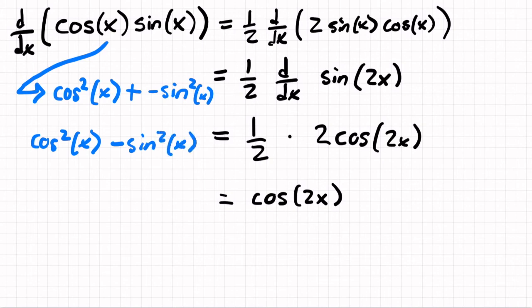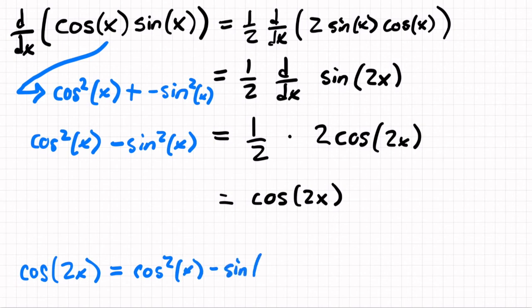And if you know your trig identities, what you'll know is that the identity for cosine of 2x is exactly cosine squared of x minus sine squared of x. So this right here is exactly that. And maybe I'll draw a big equal sign there. And so we're ending up with the exact same answer. So it all works out just right.